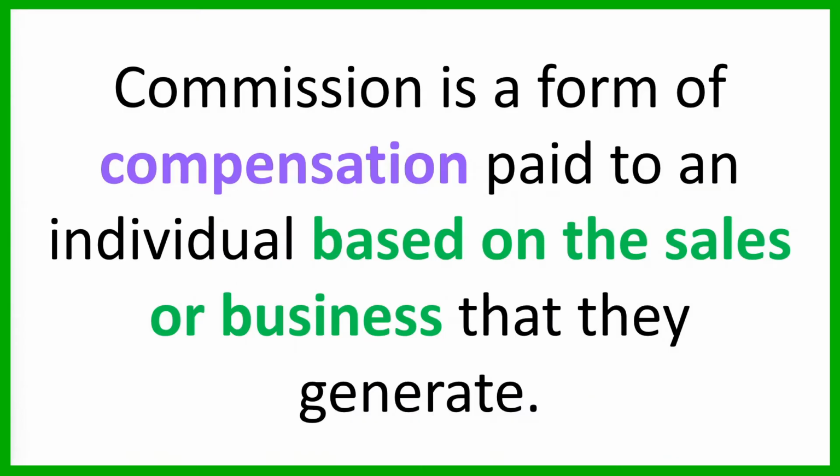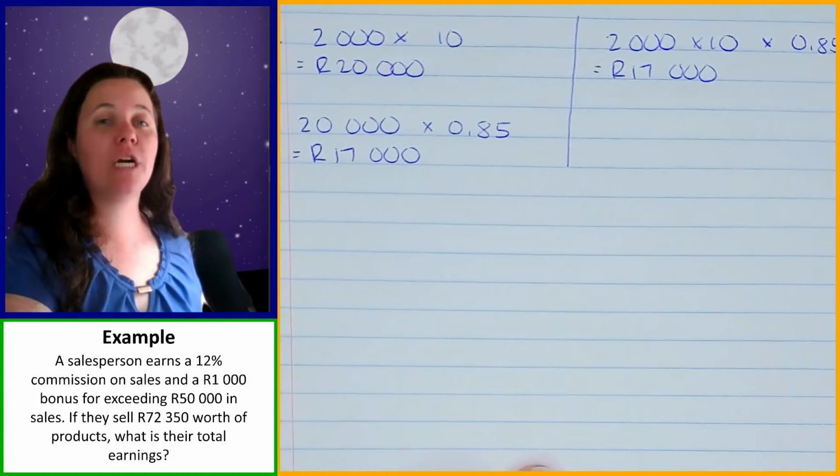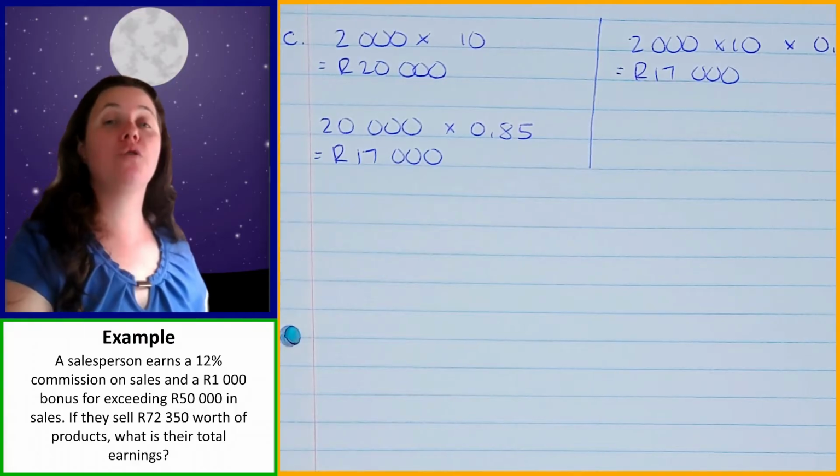Okay, so now let's have a look at an example working with commission. A salesperson earns a 12% commission on sales and a 1,000 Rand bonus for exceeding 50,000 Rand in sales. If they sell 72,350 Rands worth of products, what is their total earnings? Okay, so to work this out, there are two things we have to do. First of all, we have to work out what the commission is, and then we also have to add on that bonus that they told us about over here. So let's see how we would work out the commission. Okay, so over here, we're going to work out the commission by saying it's 12% of the sales. So you need to sort through the information you've been given over here.